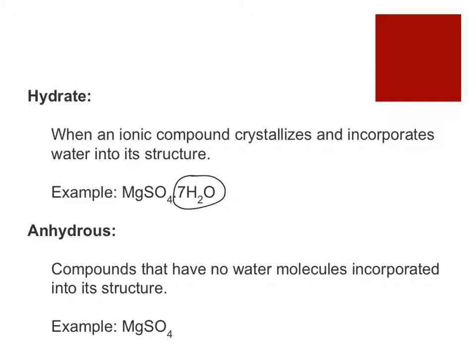They are just loosely held on, so we use a dot between the magnesium sulfate and the water to denote that they're associated, but they're not actually forming covalent bonds. An anhydrous compound is one that has no water molecules incorporated into its structure. For example, you can have an anhydrous form of magnesium sulfate, and that would just be MgSO4.